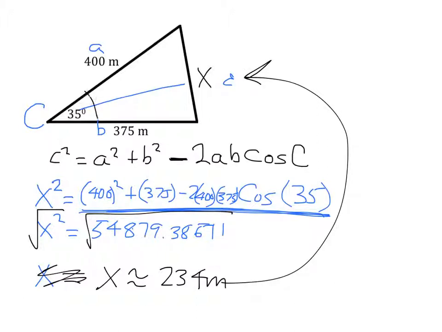Looking at the picture, it makes sense. This is a pretty small angle. It looks like it's the smallest angle in the triangle. So this should be the smallest side, 234. Makes sense.